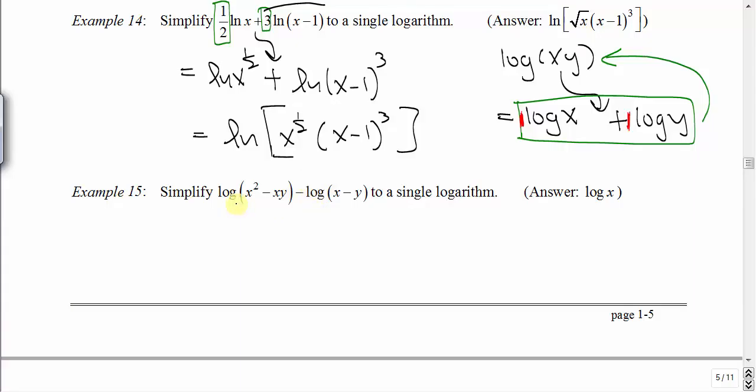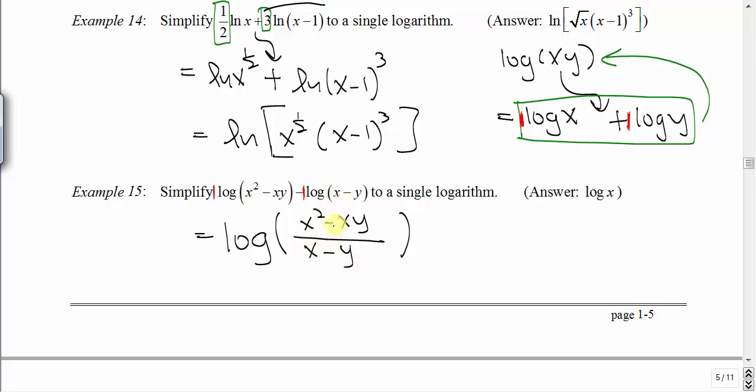Let's check the base. Are they of the same base? This is base 10. This is base 10. Next, check the coefficient. Make sure it's a 1. Yes, it's a 1. So now we can apply the properties. Combine them into a single log. The base still remains as 10. Because this is a minus, it becomes a divide here. The expression in front will become here. The expression behind will be here.